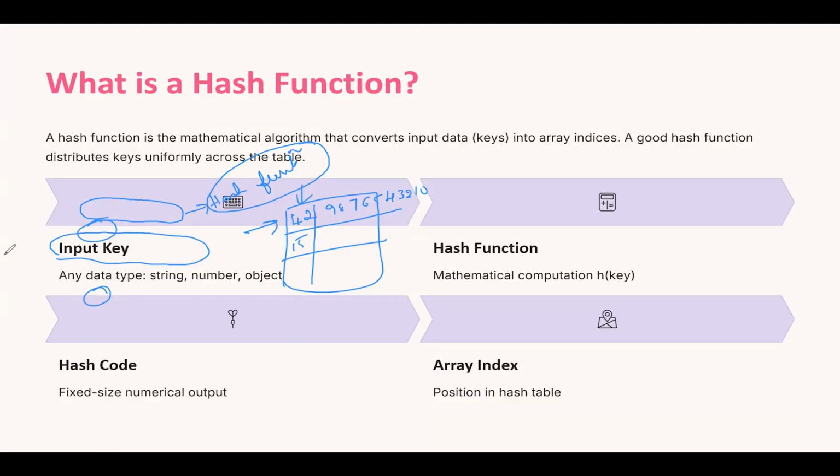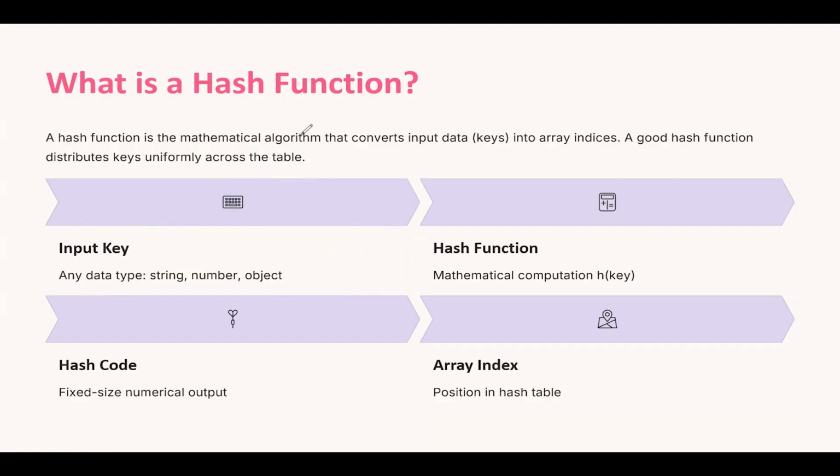So what is a hash function? Let us go ahead and see what a hash function is. A hash function is a mathematical algorithm that converts input data into indices. Just now we saw that the input data was the name, and then we got a certain value like 42 or 15. That is nothing but the indices.